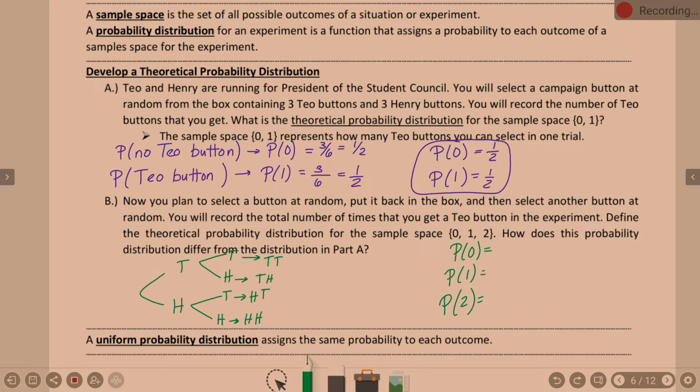Now, what does probability of 0 mean? Okay, probability of 0 is going to mean no TO buttons. How many options for no TO buttons? One out of how many? 1 out of 4. Okay.